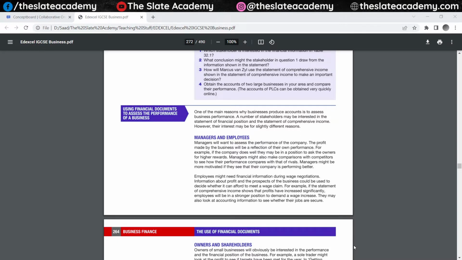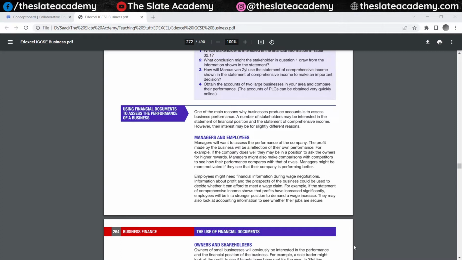So first of all, quickly going through the stakeholders of a business, they are the owners slash investors, employees slash managers. There would be government, there would be community. There would be customers, suppliers, and there would be the community around the business.